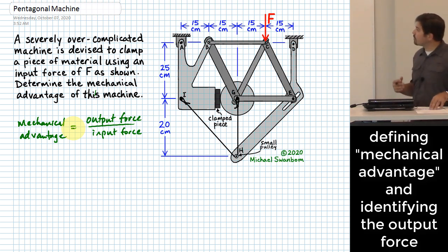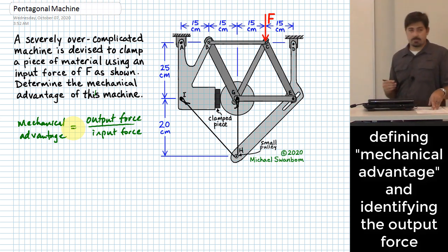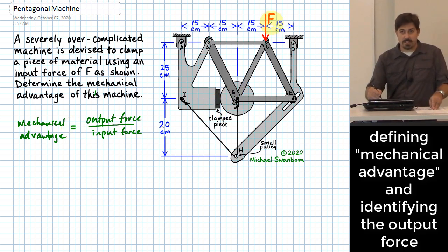So the output force that we are trying to determine is what? What would we identify as being the output force? Okay, the force applied to the little clamped piece, right? And the input force, it even says in the problem, is F. So for us, if we can figure out how much force is applied to the clamped piece and divide it by how much force is applied here, then that gives us mechanical advantage.